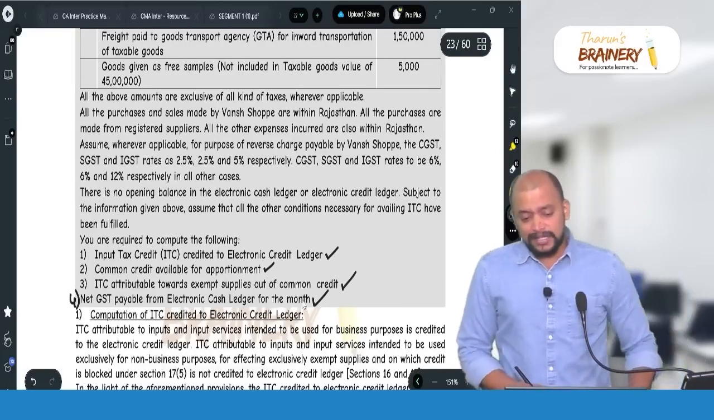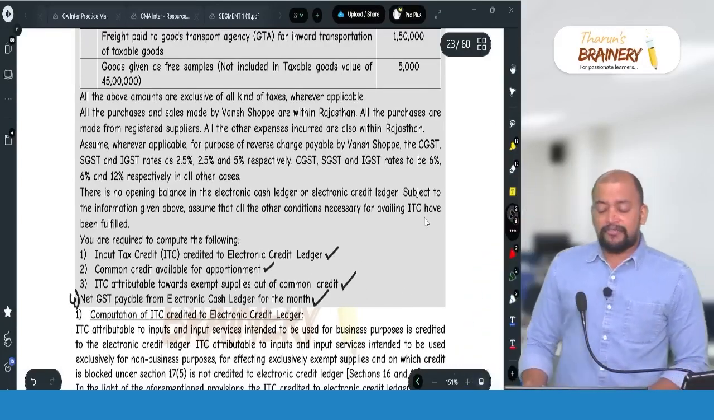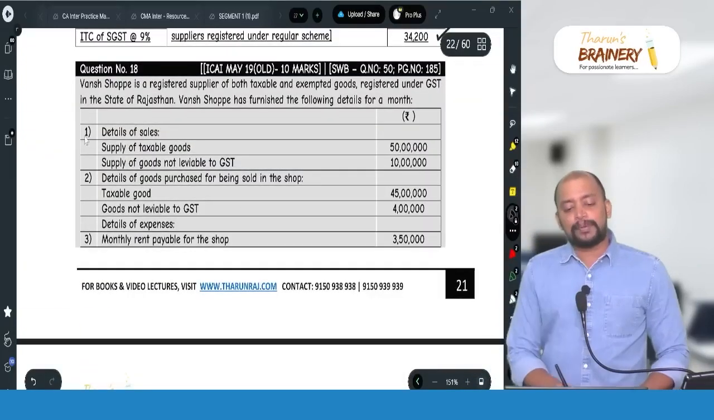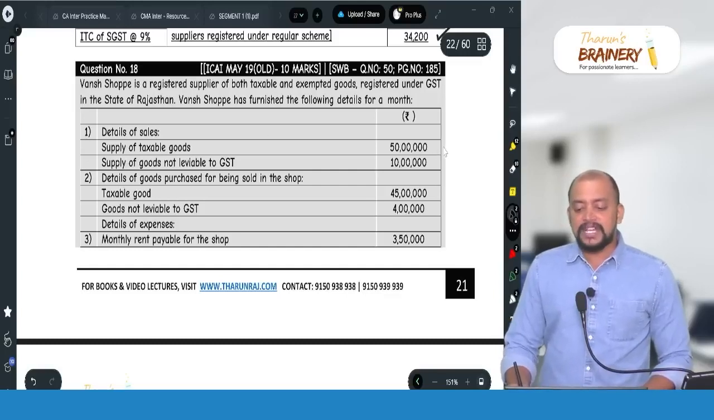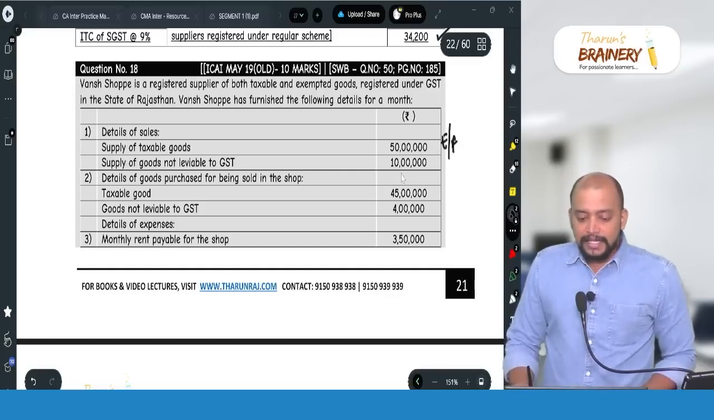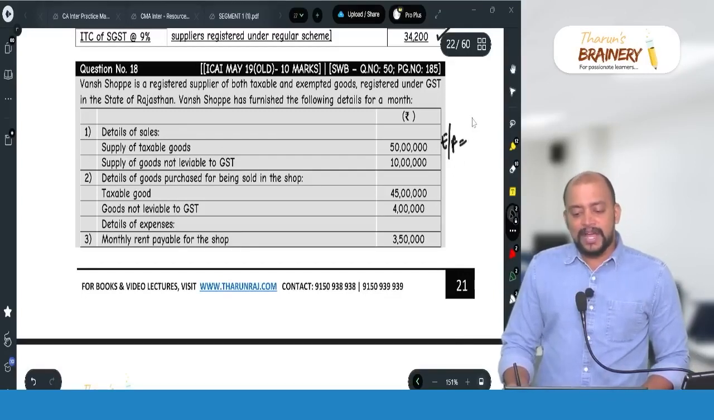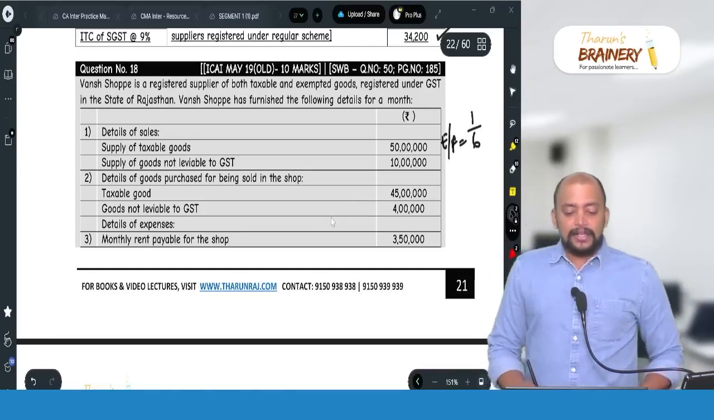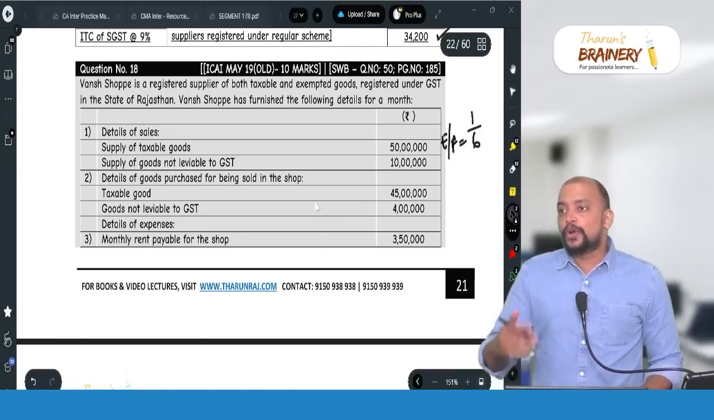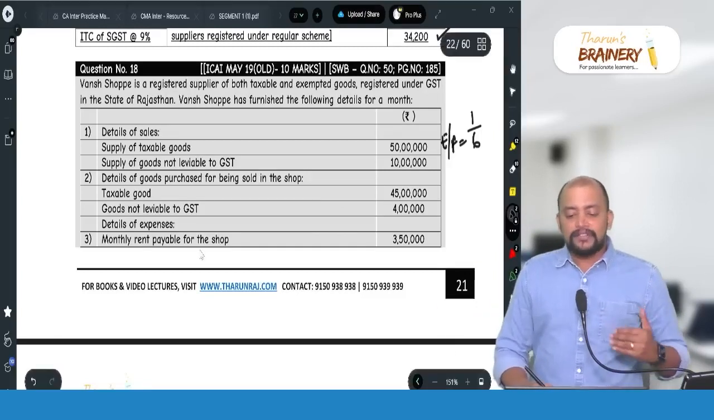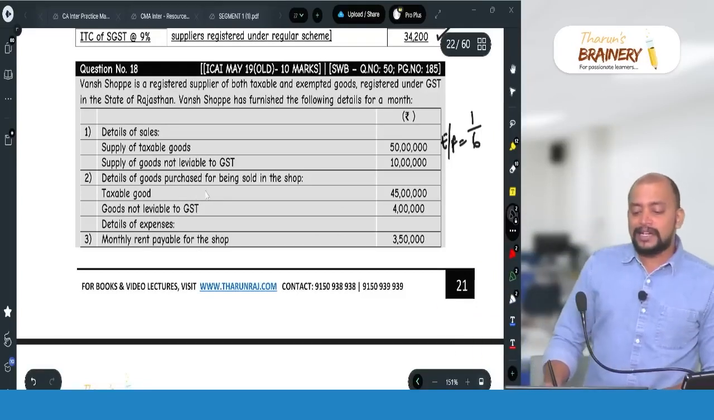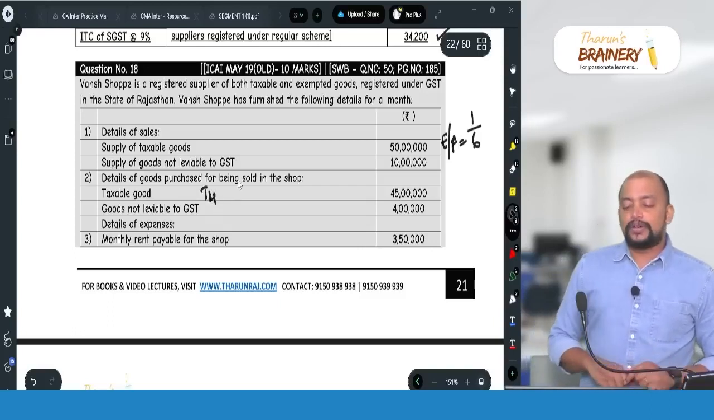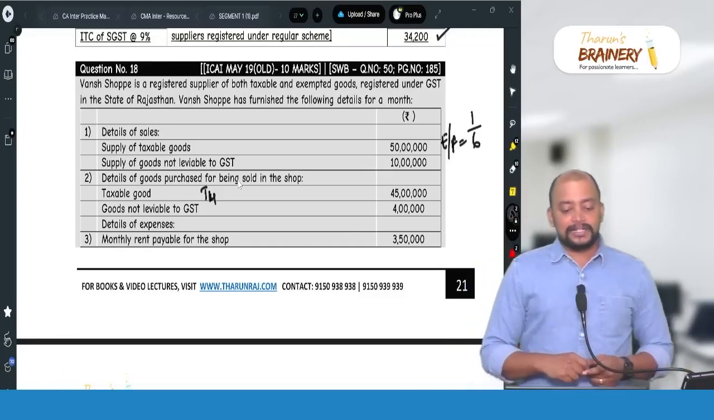Now, we will stick to the format. That format is T, T1, T2, T3, that one. But first we have outward supply data. This outward supply data will give the E by F ratio. So E by F: exempted supply is 10, divided by 60, so 1 by 6 is the E by F ratio. Then, details of goods purchased being sold in the shop: taxable goods 45 lakhs, so it will come in T4. So, inward supply used for taxable outward supplies, T4.